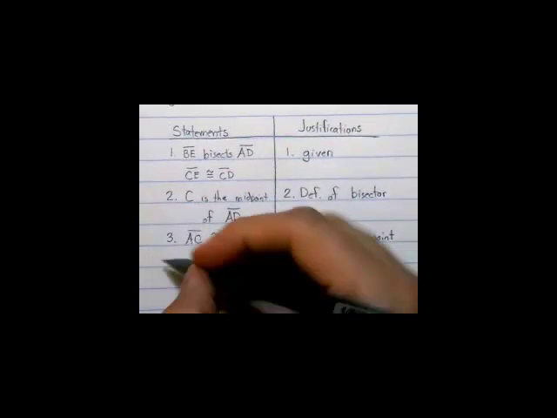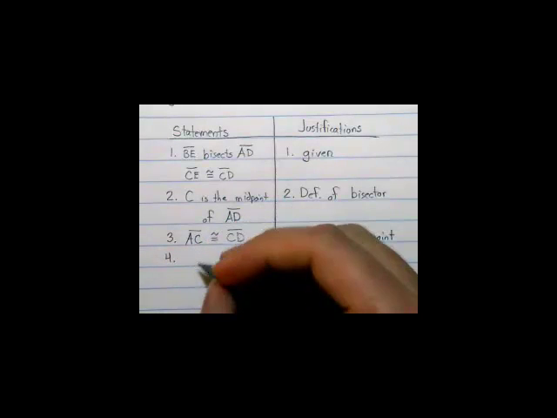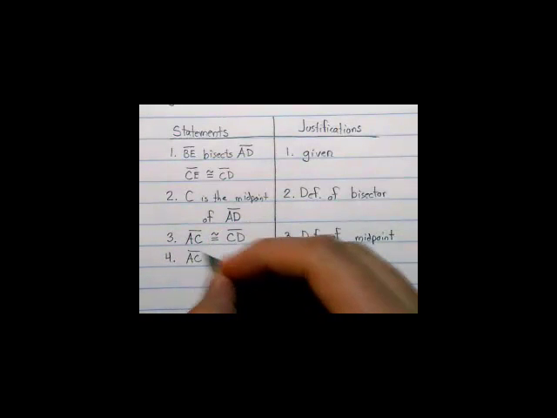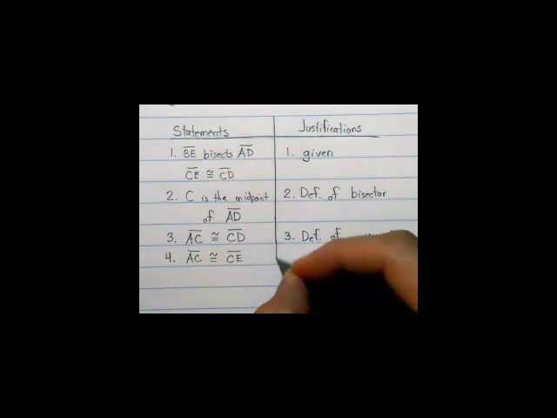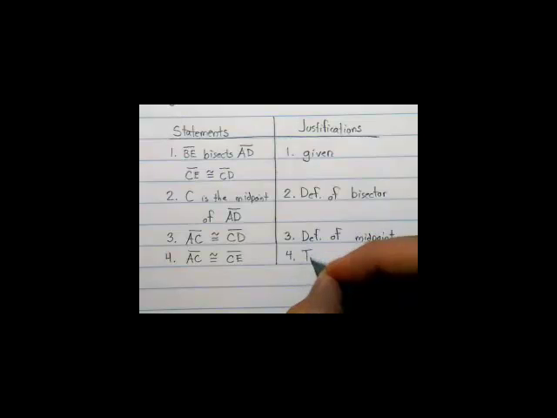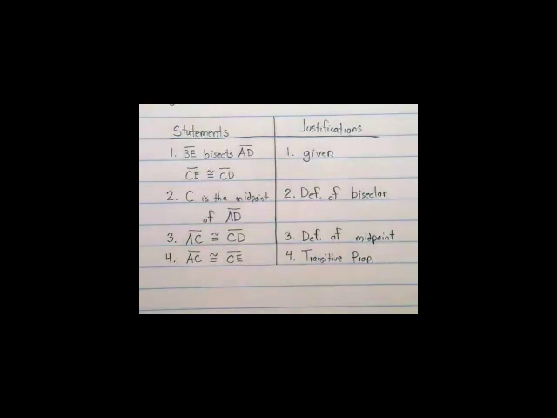So our last step in our proof then, we can say that AC is congruent to CE. And our justification for that, transitive prop. Now, technically, it's the transitive property of congruent segments. But if you just write transitive prop, that's fine. I'll know what you mean and know that you were doing the right logic for that.